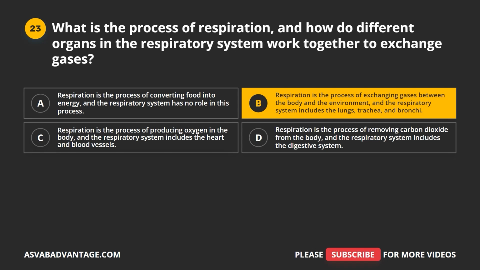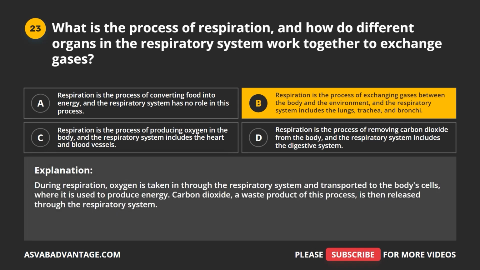Respiration is the process of exchanging gases between the body and the environment, and the respiratory system includes the lungs, trachea, and bronchi. During respiration, oxygen is taken in through the respiratory system and transported into the body's cells, where it is used to produce energy. Carbon dioxide, a waste product of this process, is then released through the respiratory system.